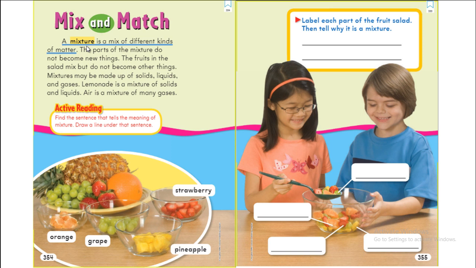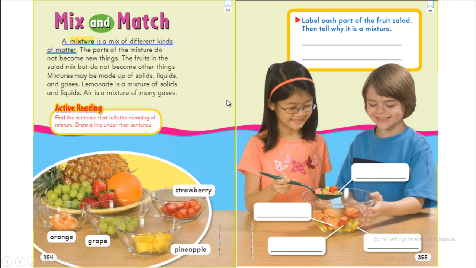So we can find different gases inside the air. You remember when we said that we breathe oxygen? Oxygen is a gas. How about carbon dioxide? It's also a gas. Nitrogen, helium, hydrogen. We have so many gases in the air. They are mixed together, so the air is a mixture of what? Of different gases.